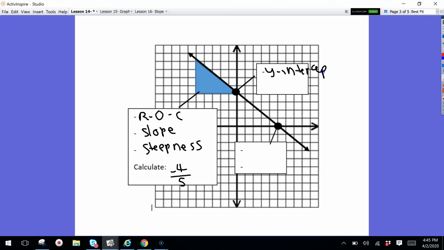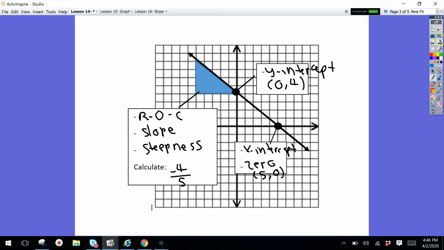My y-intercept is right here, and the y-intercept in this case is (0, 4). And this right here is called the x-intercept, or another word that I can use for that is the zero. In this case, my zero here is (5, 0). It's the x-intercept, the value of x when y is 0.